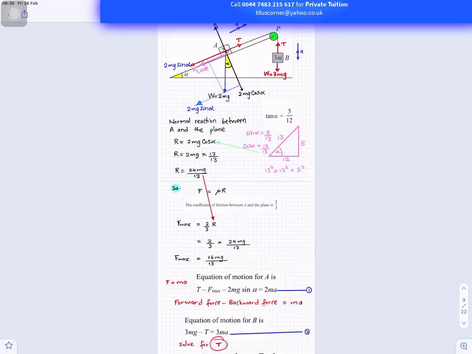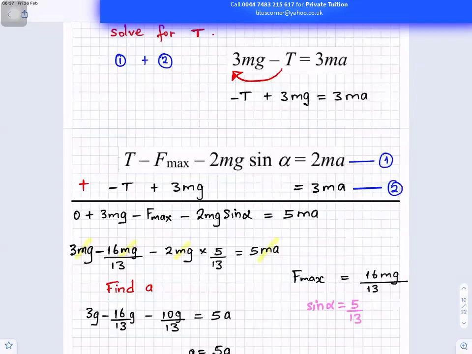We want to solve it for T. To solve it for T, we can add equation 1 and equation 2 so that T would eliminate, and then we can find acceleration, and after that we can find T. For equation 2, we can swap it. The minus T can come to the left, so it becomes minus T plus 3mg. All we have done is swap their position. 3mg comes there and minus T comes to the other side, because when we write down equation 1 like this, we can put the minus T to match.